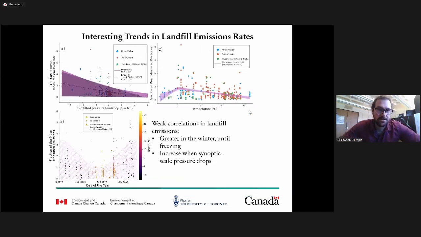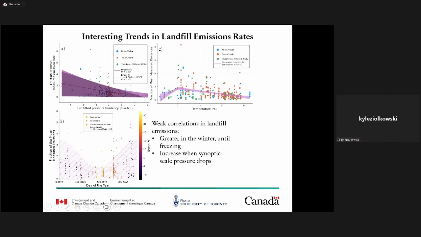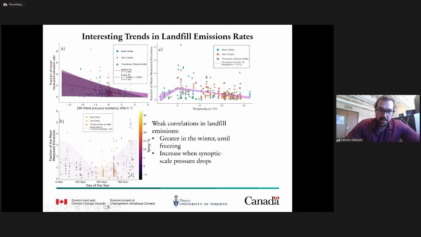Lastly, we have some interesting trends in landfill emission rates. We see that they tend to scale with synoptic scale pressure tendencies. So as the pressure drops, landfill emissions tend to increase as well. They tend to peak towards 0 degrees Celsius. And the combined effect of these gives us an observable seasonal cycle in methane emissions from landfills that peaks in the wintertime. And you can ask me why later.